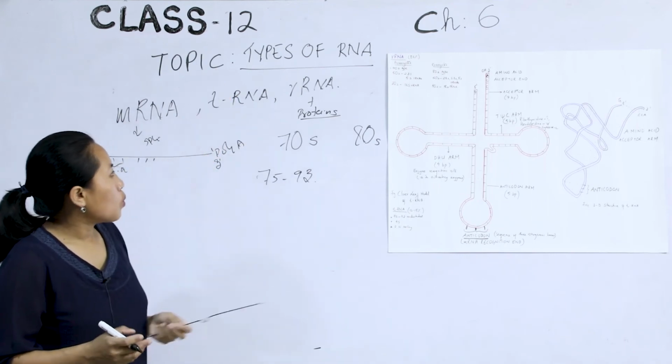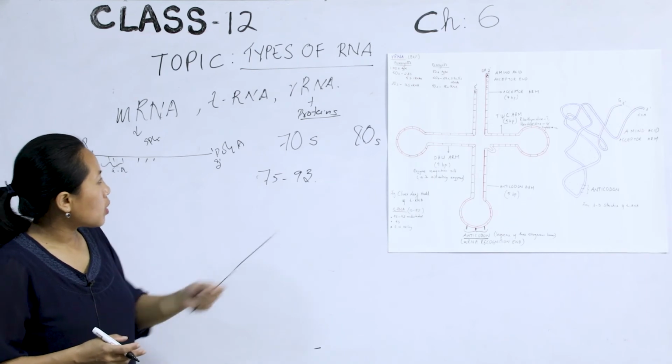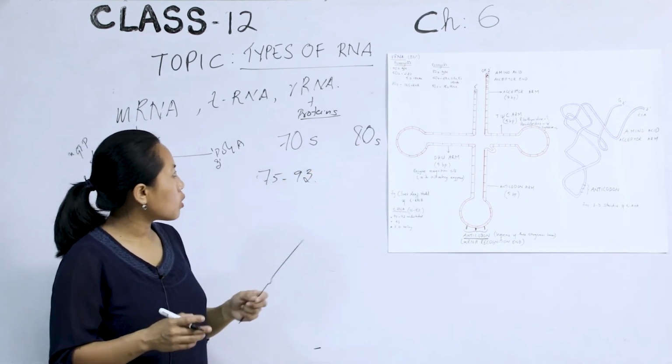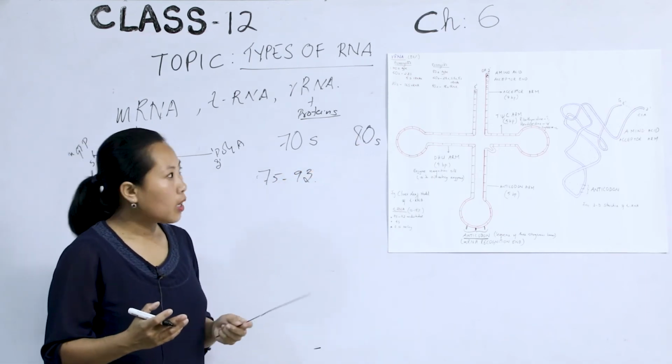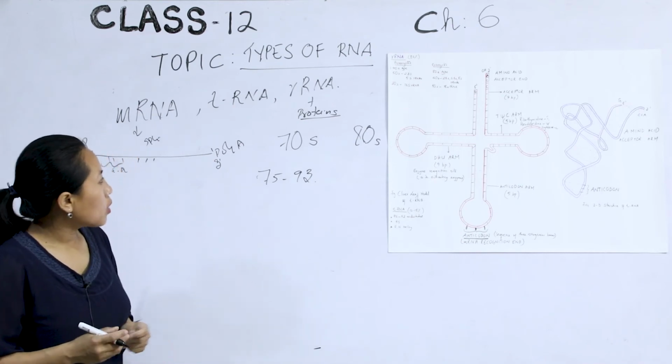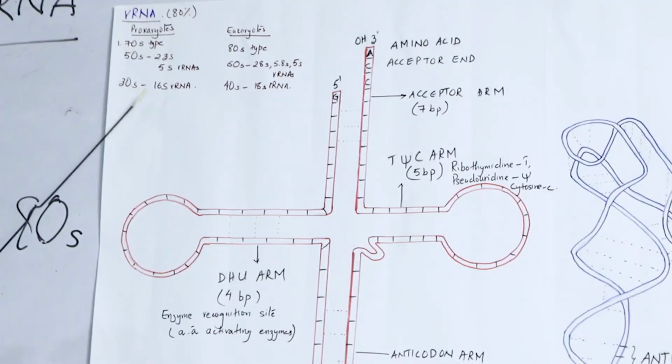So the larger subunit in prokaryotes is the 50S, and it consists of 23S and 5S RNAs, and the smaller subunit is 30S, and it consists of 16S RNA. So 23S, 5S, and 16S RNAs are the three types of RNAs which are present in the ribosomes of the prokaryotes.